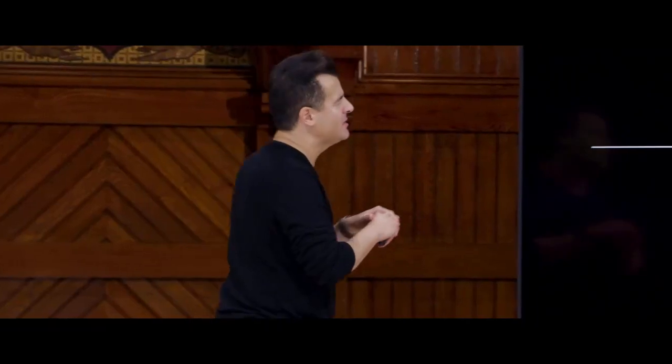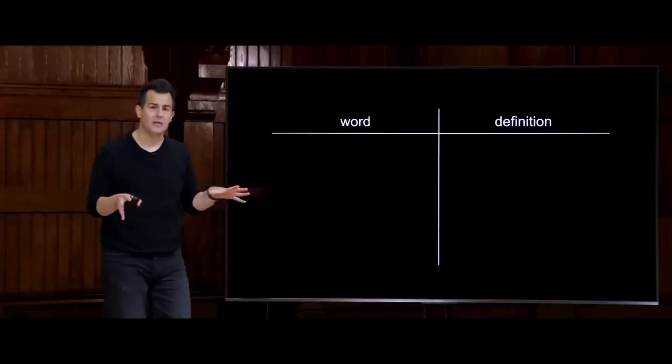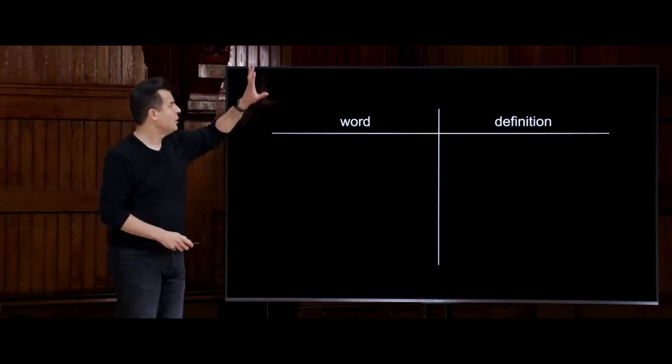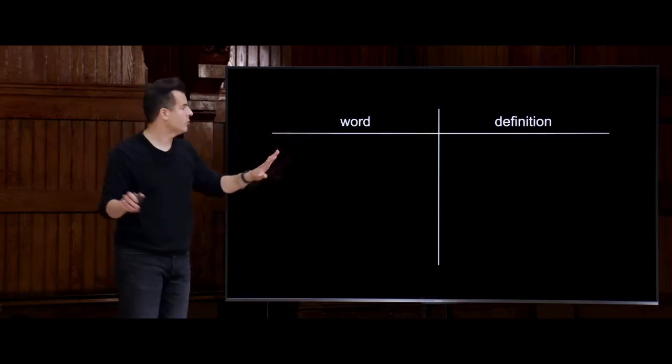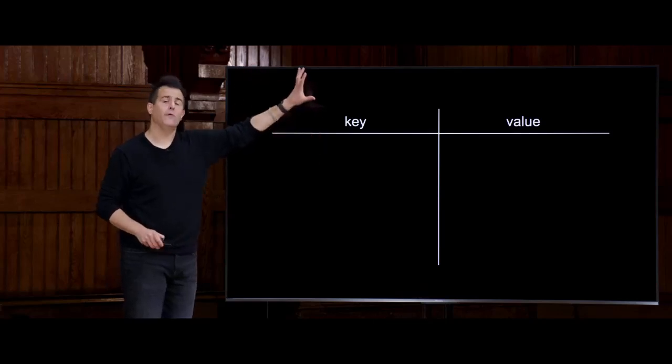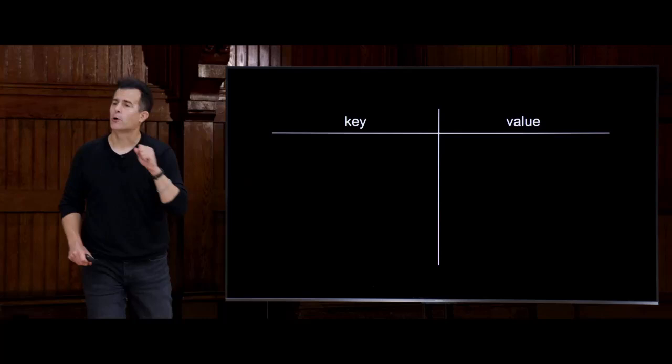Turns out that this is actually a wonderfully useful data structure to have access to beyond lists, beyond arrays, beyond trees even. The ability in code to associate words with definitions, or more generally, what we'll call keys and values, is just super useful. Why?